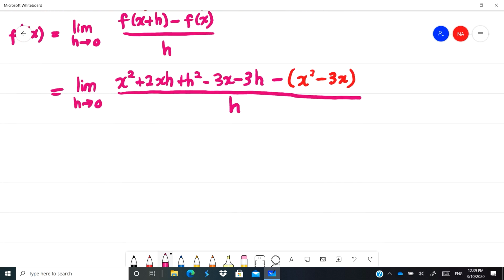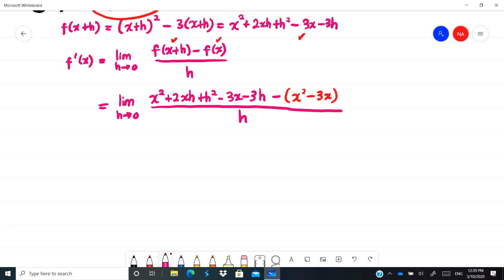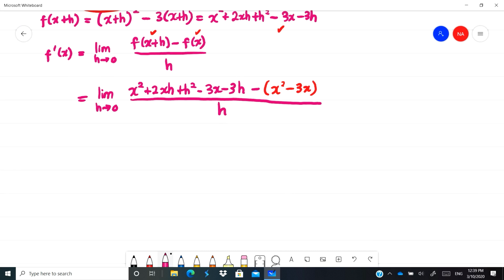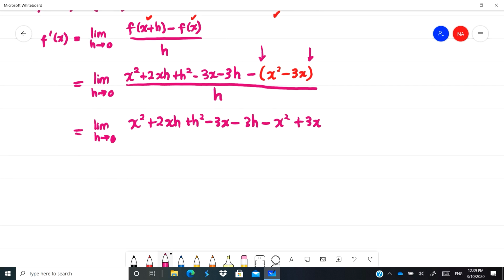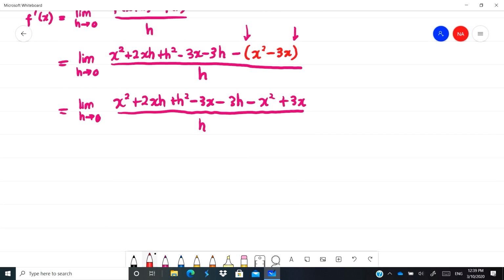Next step is to expand the negative sign there. So we'll have limit as h approaching 0 of x squared plus 2xh plus h squared minus 3x minus 3h, minus x squared plus 3x. Don't be lazy to copy everything here. Be careful, most of the students forget to write this bracket. That's why they make mistakes. So over h.